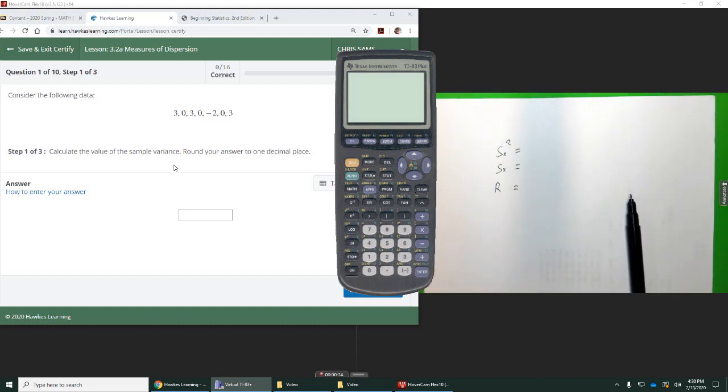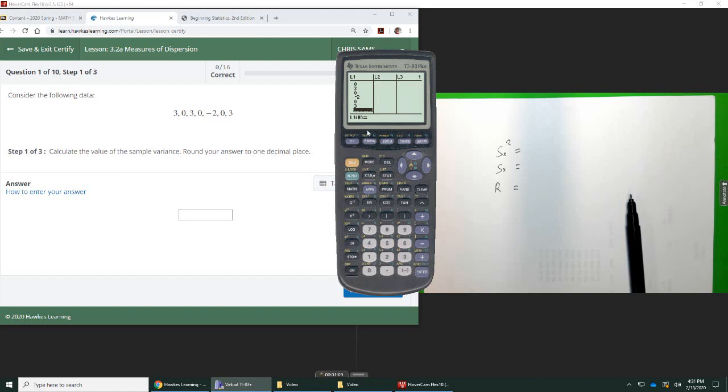So what I'm going to do is go to Stat first, enter on Edit. I'm going to clear out these lists, so you arrow to the top, hit Clear, and then Enter. We only have one set of data, so I'm going to clear and enter. And then I'm going to input these numbers: 3, 0, 3, 0, -2, have to use a calculator for that one, 0, and then 3.